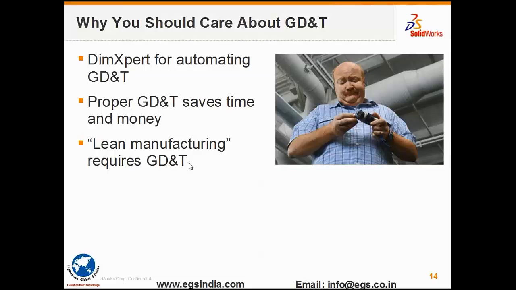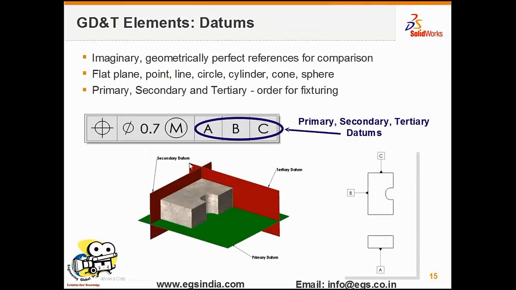So, why should we care about GD&T? Because it saves time, and you need to automate the process of GD&T so that irrespective of which engineer joins the organization, they will be able to produce the drawing using a similar process so that the variances in the drawings can be eliminated to provide relief from grief for downstream manufacturing people. Lean manufacturing requires GD&T as well.